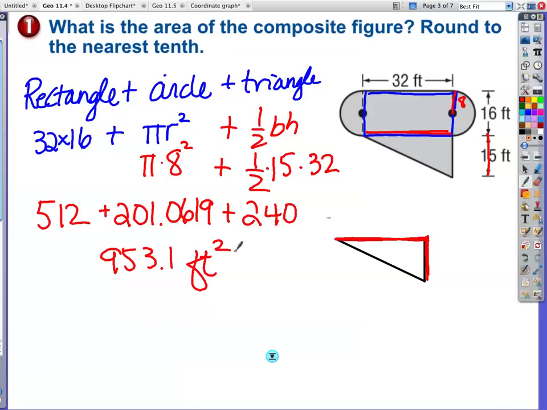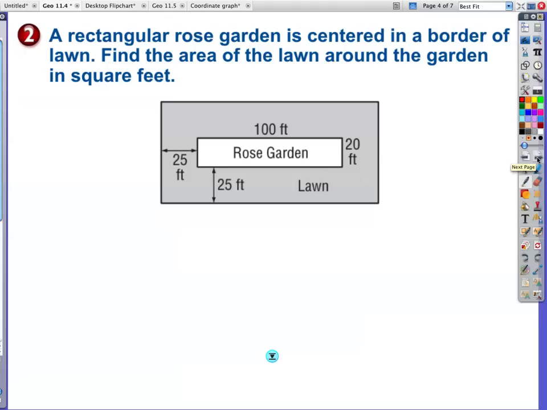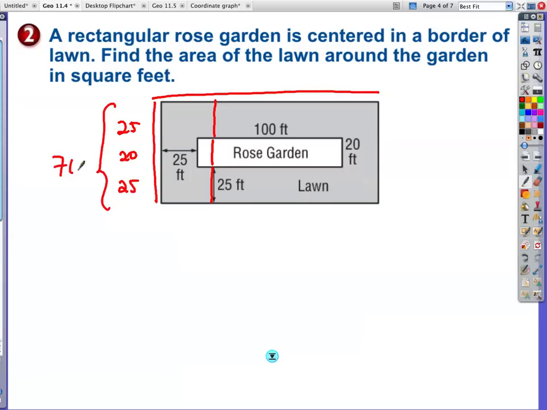Next problem. I have a rectangle. I find the area of the large rectangle, and I'm going to subtract out the smaller rectangle inside. So for the big rectangle, I'm going to take this length times the width, and I have 25, 20, and 25. That's a total of 70.